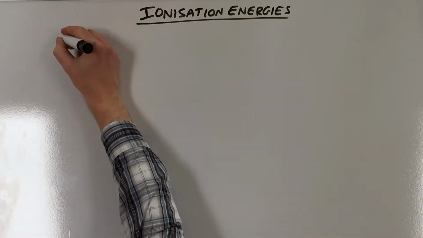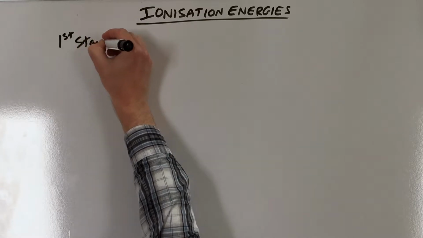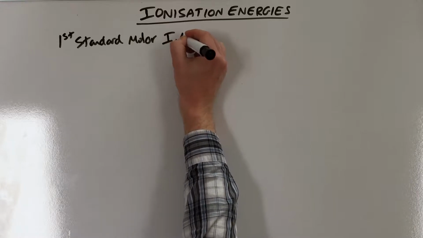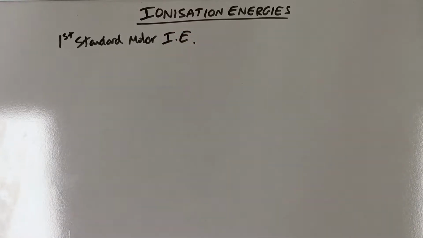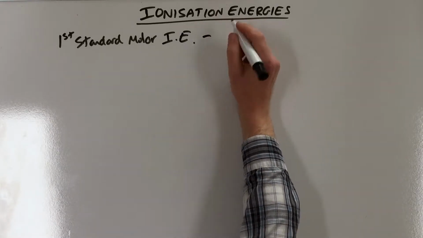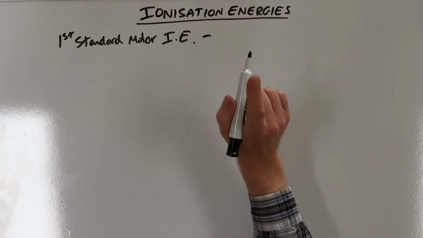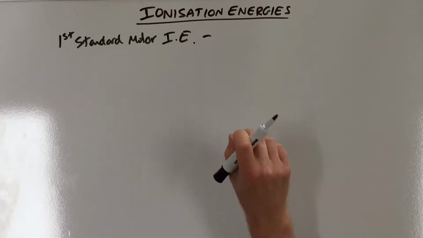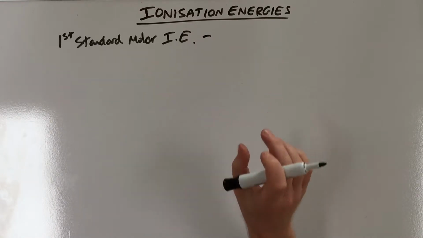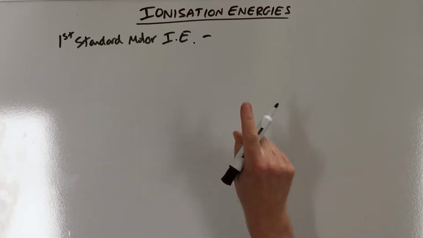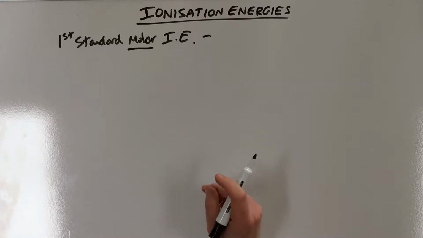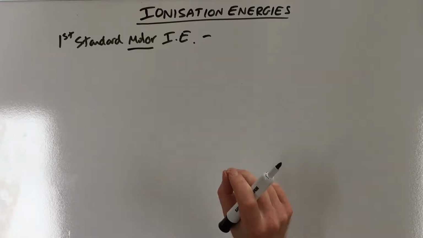It's actually known as the first standard molar ionization energy. I'm going to use IE. So if you see capital I, capital E, that's ionization energy. The definition is the energy required to remove 1 mole of electrons from 1 mole of gaseous atoms. So that's on your worksheet. Your definition's there. That definition is massively important.